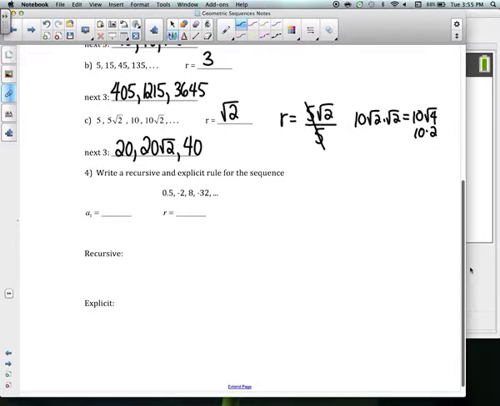All right, last one on this page, and then we'll save the rest for the other video. So again, this one we're looking for our first term, common ratio, and then coming up with a recursive and an explicit rule for that sequence. Our first term is 0.5. Now you can always do the second to the first, or you could do the third to the second. It's easier to see it if you do 8 divided by -2. That gives you -4 for your ratio.